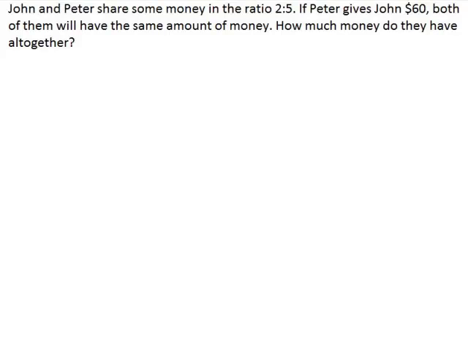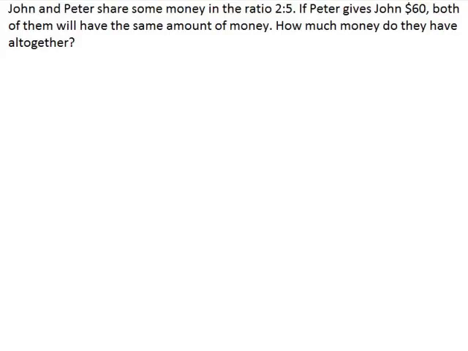Hi everyone, for today's lesson we'll be learning about ratio. Let's take a look at our question. John and Peter share some money in the ratio 2 to 5. If Peter gives John $60, both of them will have the same amount of money. How much money do they have altogether?